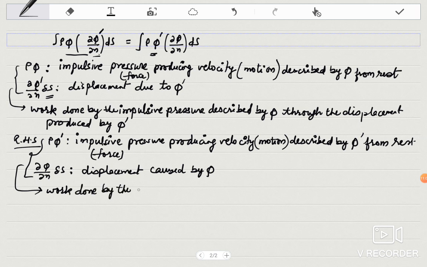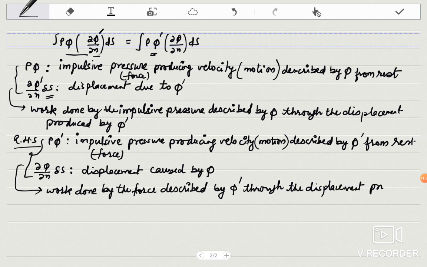by the force or pressure described by phi dash through the displacement produced by first, that means produced by phi. So we see that we have one phi and one phi dash.